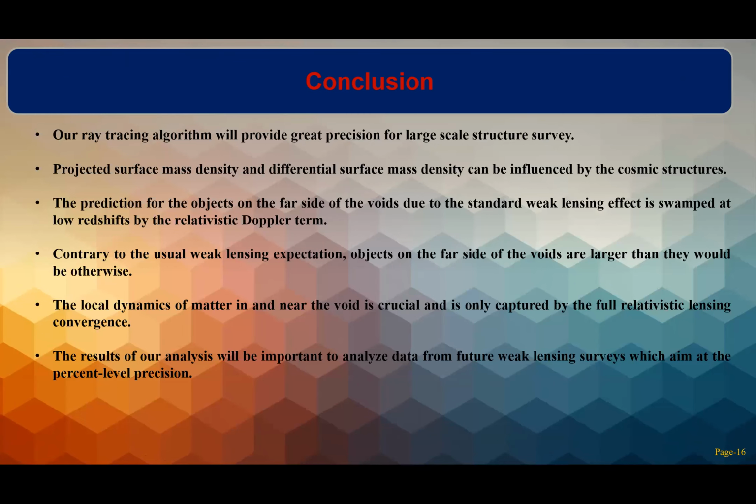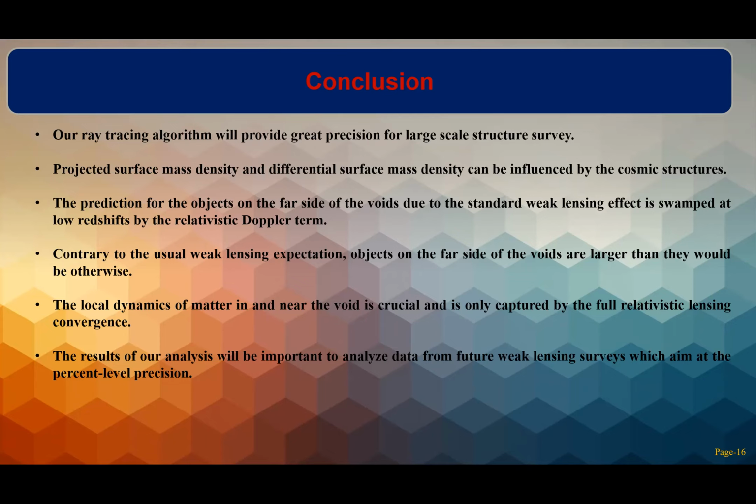So, in conclusion, from the above analysis of our work, we suggest that the projected surface mass density, which is proportional to the magnification, and the differential surface mass density, which is proportional to the shear, are influenced by the mass distributions of the cosmic structures. The Doppler lensing dominates weak lensing at low redshifts, and the weak lensing dominates Doppler lensing at higher redshifts.